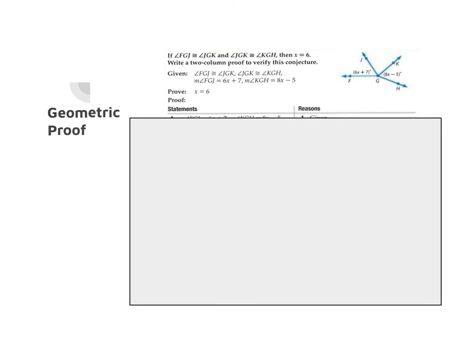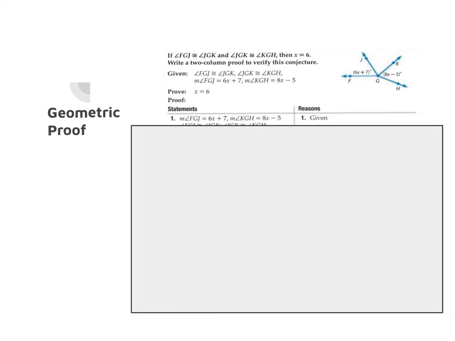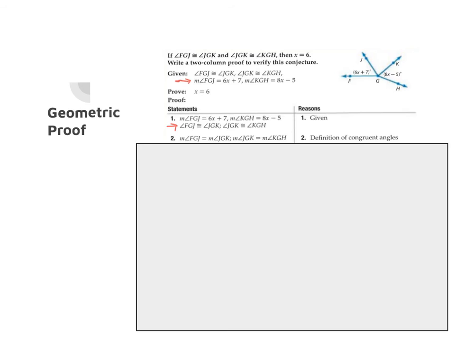Again, our proof is going to follow a 2-column proof format. So we're going to have our statements and then our reasons. We always start off with our givens at the top. So those are our givens. They're going to be the same as these givens. And our reason for that is because it was given to us. Then we need to start working through our proof.